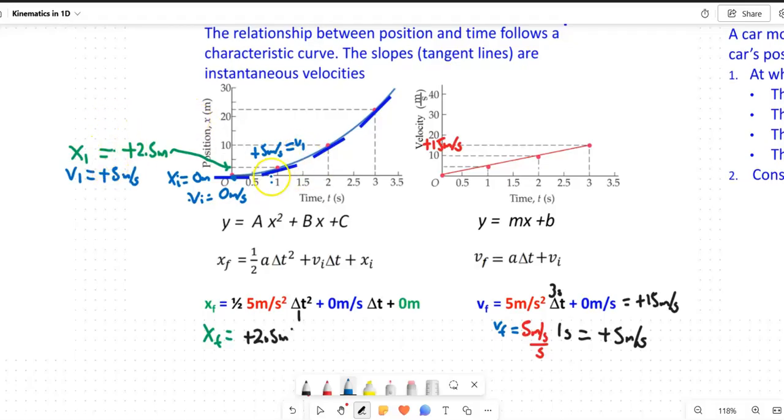Okay, well, it looks like it's only increasing by 5 for every second. So here's our new velocity, which is positive 5 meters per second, right there. Well, at 2 seconds, it's going to be at positive 10. So the v2 here, the slope is going to be positive 10 meters per second.